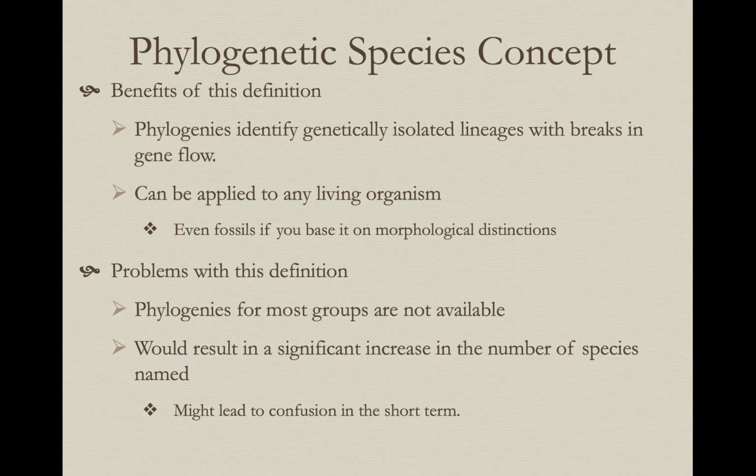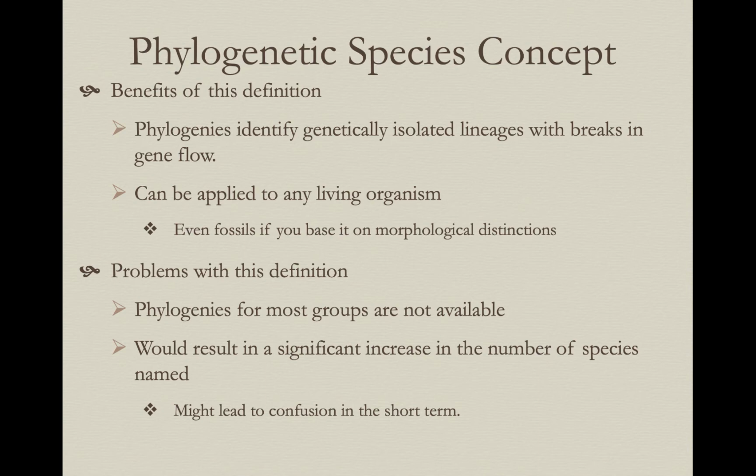Problems with the definition? It takes a lot of time and money to produce phylogenies. Now, this is not nearly as problematic as it used to be in the past, but we don't always have the detailed phylogenies needed for a group of organisms to see where these distinct lineages are existing. So that just means we got a lot of work to do.